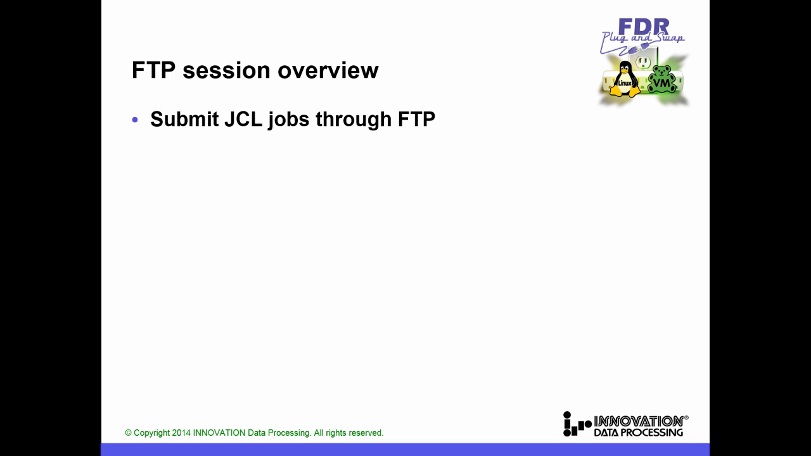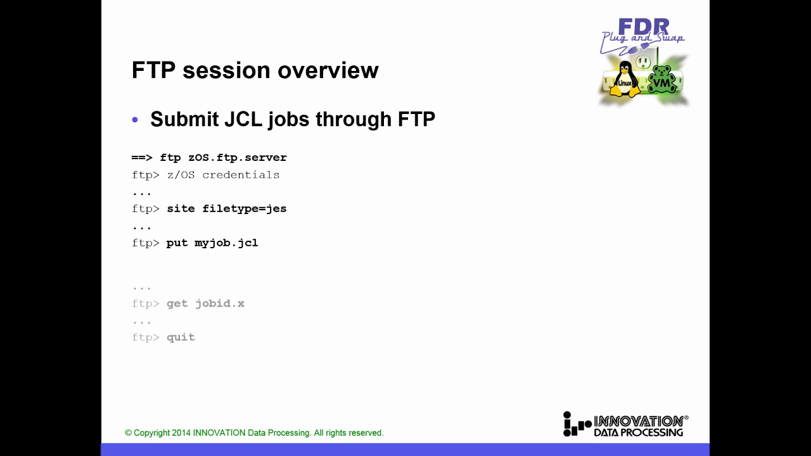I mean, this is really nothing new. The site file type equals JES subcommand has been around for a while. So if you FTP to the z/OS FTP server, you give your credentials, and you say site file type equals JES, it kind of switches modes into a put does not mean copy a file. A put means submit a JCL job. And a get does not mean get, well, it sort of means get a file, but the question is what file to get. So put myjob.jcl and get jobid.x. So the job ID is the one that changes because that's the job number in the JES queue, all right?